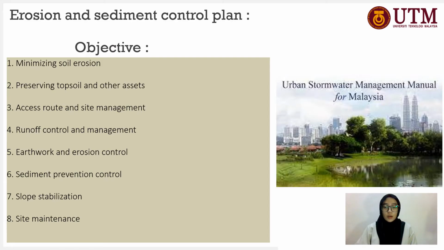So the objectives are, the first one is minimizing soil erosion. The second one is preserving topsoil and other assets. The third one is access road and site management. Number 4 is runoff control and management. Number 5 is earthwork and erosion control. Number 6 is sediment prevention control. Number 7, slope stabilization. And the last one is site maintenance.